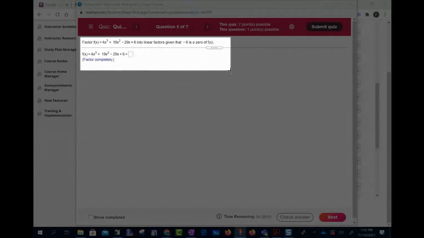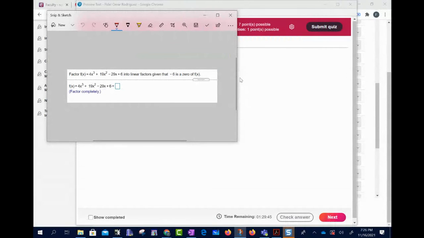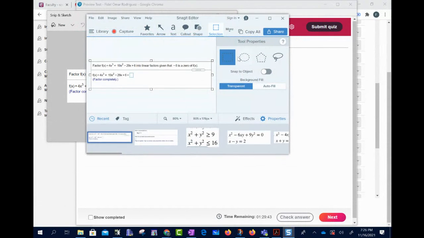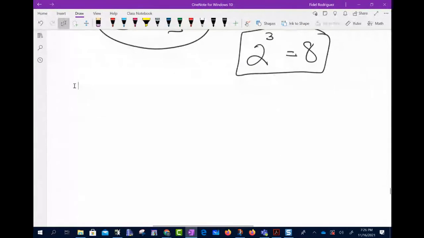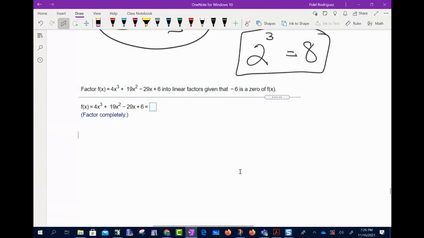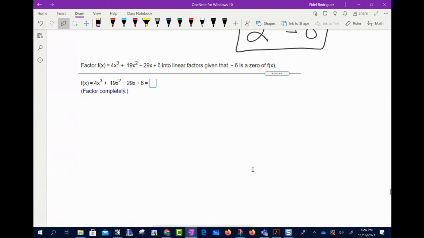Actually, y'all, this is kind of like the problem that we did earlier this evening on the review. But Robert, I know you weren't here for all of it, so let me go through this one as well. And this is a good question to do, y'all. It says factor f of x into linear factors given that -6 is a 0 of f of x. Okay, so step number 1, x equals -6 is one of the zeros, right? I'm going to use synthetic division.